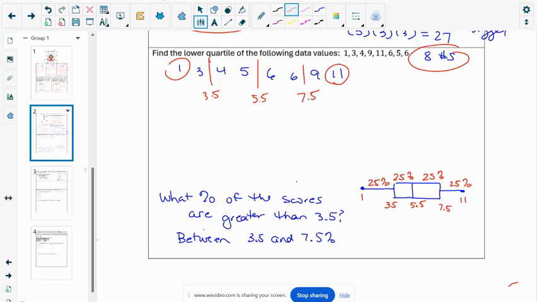So it says what percent of the scores are greater than 3.5? That would be from here over. That's going to be 75%. Okay. Now what about between 3.5 and 7.5? Remember what that is? That's my interquartile range. Again, that's 50% right in the center.